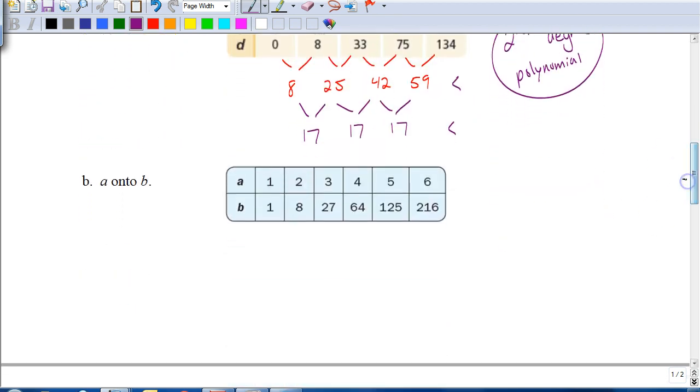Why don't you try this one on your own? So why don't you take a minute? You probably want to use a calculator for some of these that deal with some larger numbers, and see if you can figure out whether or not we can make a polynomial out of this, and if so, what would the degree be? So pause the video and hit play when you're ready to check your answer.